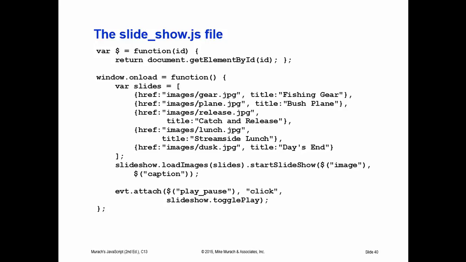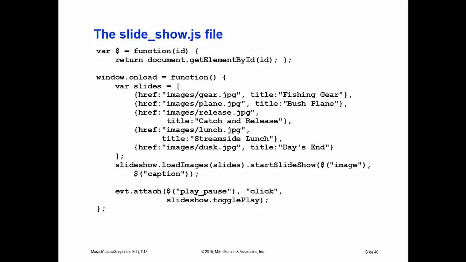Because the toggle play method is invoked as an event handler, the value of this keyword will be the A element, not the slideshow element. And that's good because that's what the toggle play method expects.